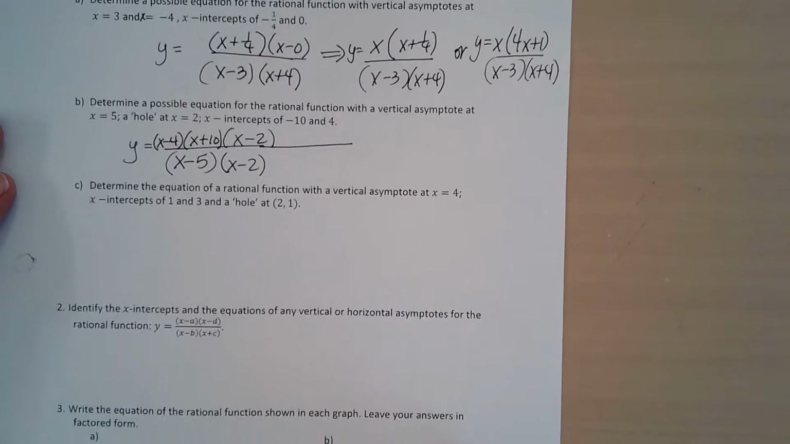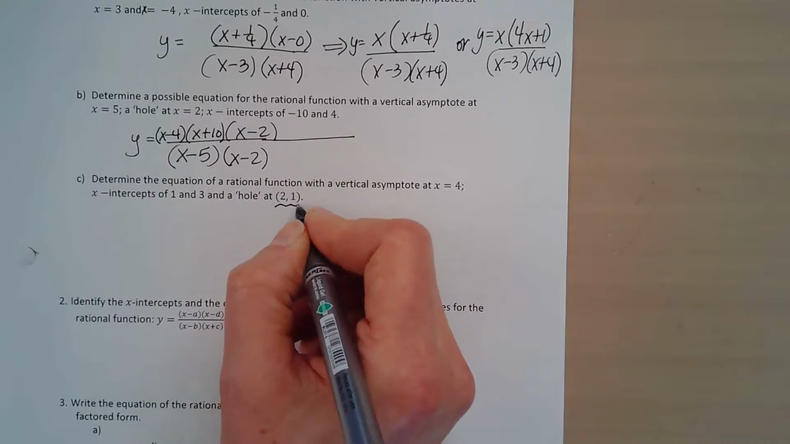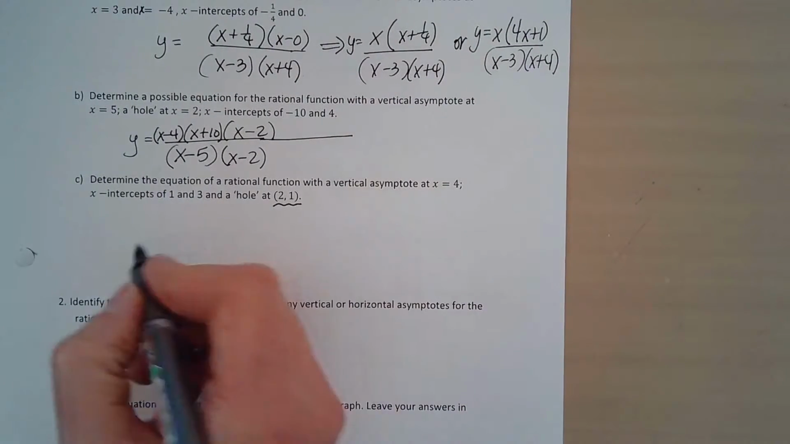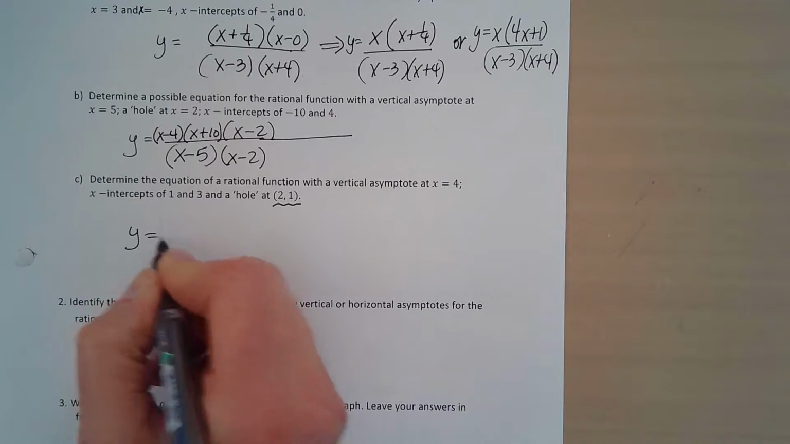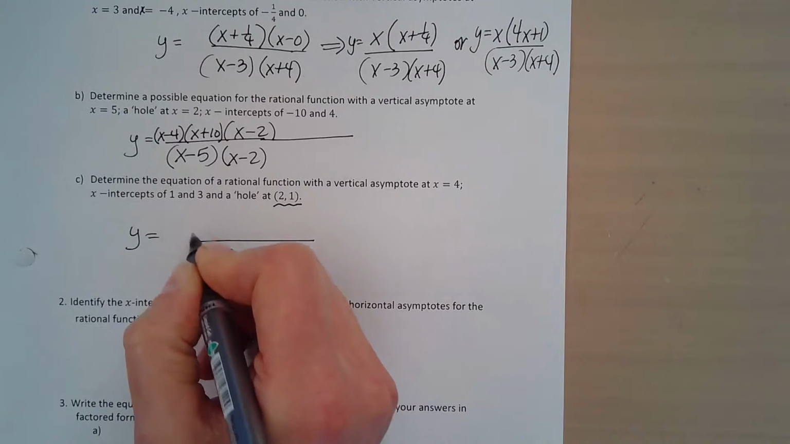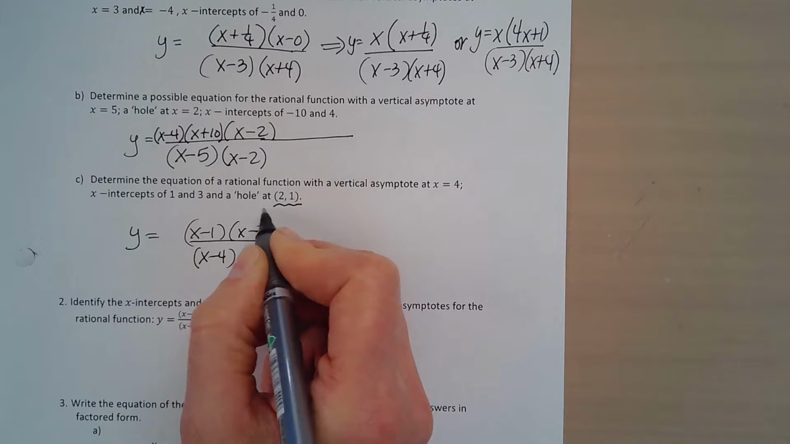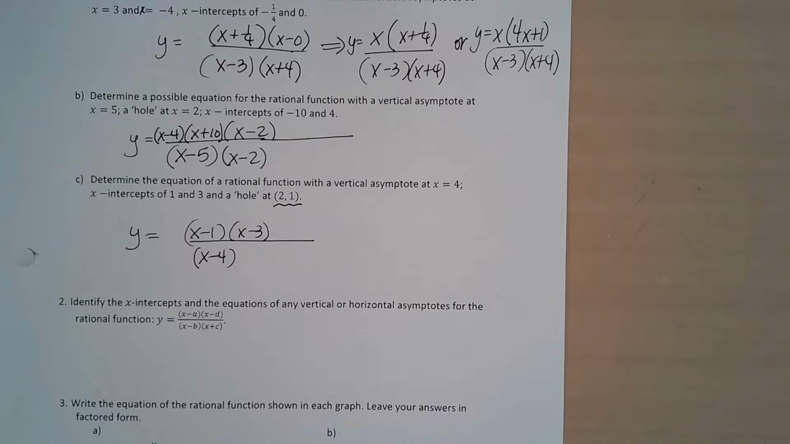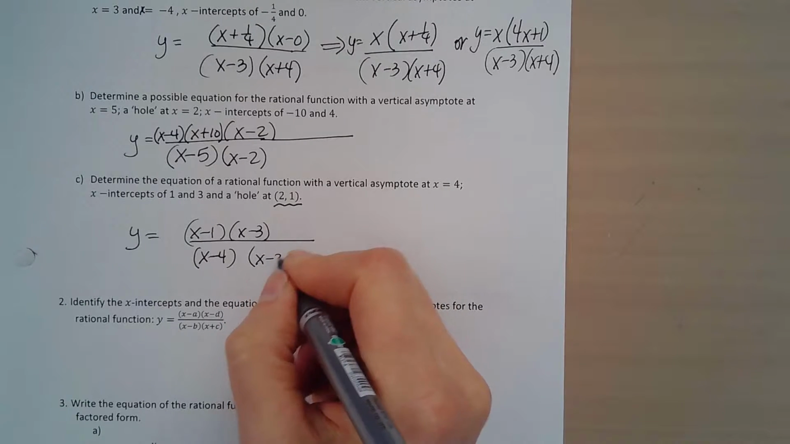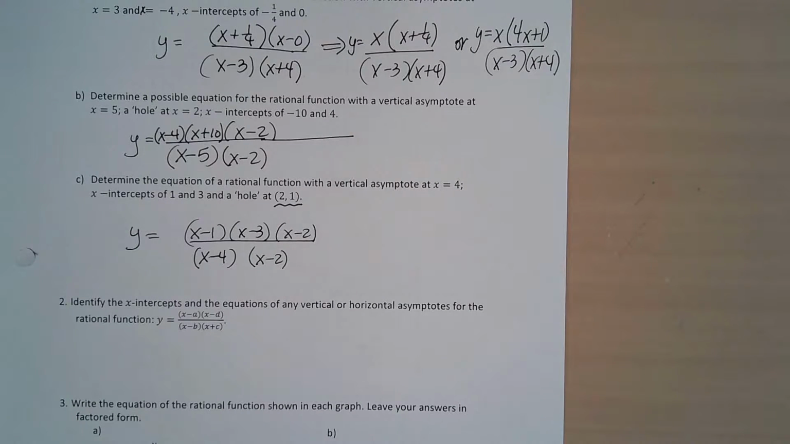Okay, what about this one? Determine the equation of a rational function, vertical asymptote, x-intercepts, and it gives me a hole at a point value. Okay, well, what happens here? I've got an x minus 4 on the bottom, x-intercepts on the top, and a hole at 2 comma 1. What do I do with that? I have an x minus 2 top and bottom, right? But they give me more info than they gave me up here.